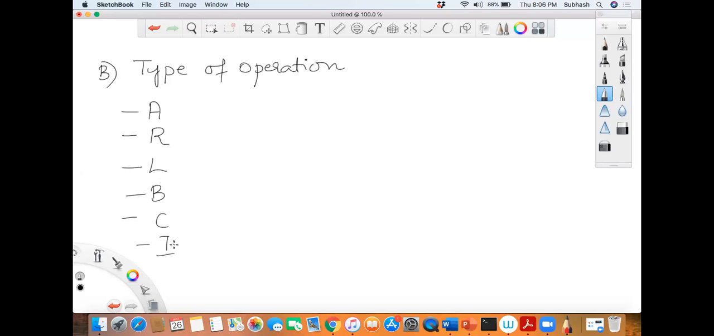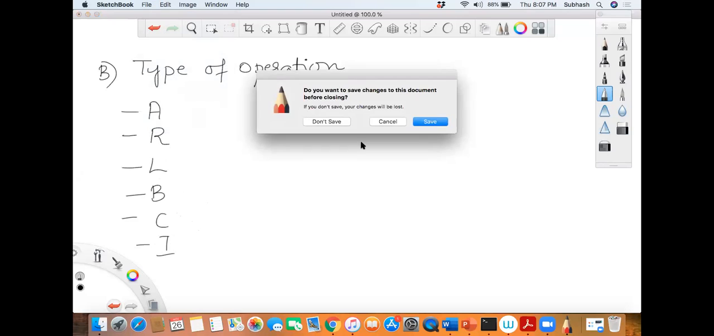So it is given in the material. Can you just check it in the material? Arithmetic operator, relational operator, logical operator, bitwise operator, conditional operator, compound operator, and increment and decrement operator. All these are based on your type of operations. So shall we learn this one by one? Yes or no?